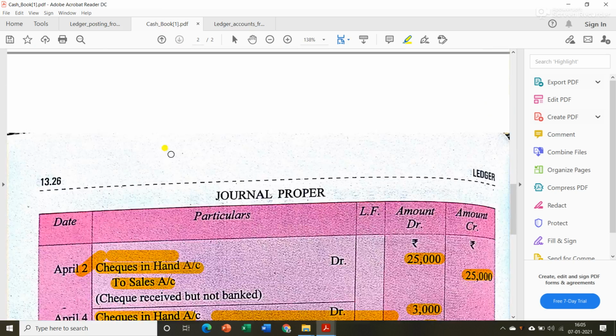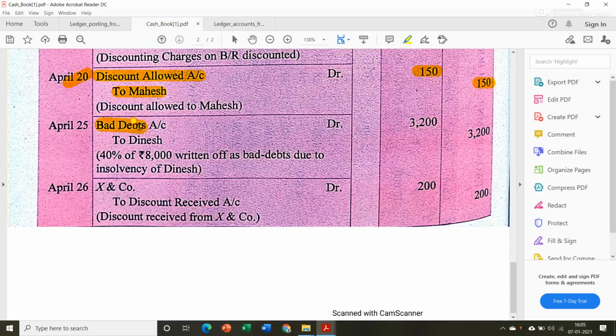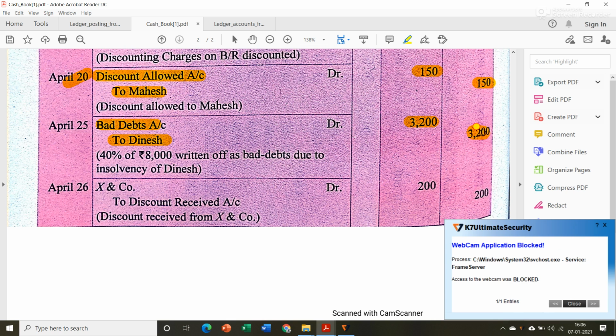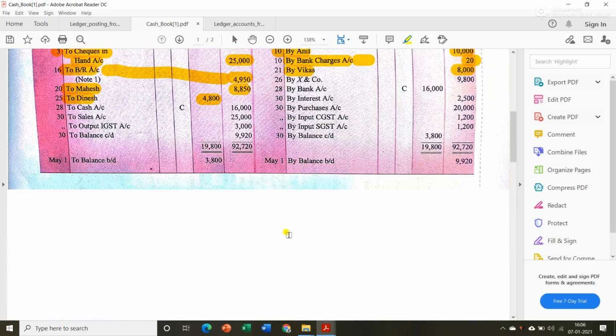So for that we will pass a journal entry. Okay, here bad debts means 3,200 was declared as bad debts, and since bad debt is a loss for us, we will debit it. And who is the person? Dinesh. So we will write Dinesh to Dinesh. Okay, 3,200. Now let's come to the ledger part.